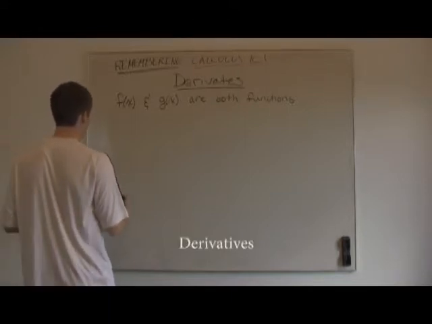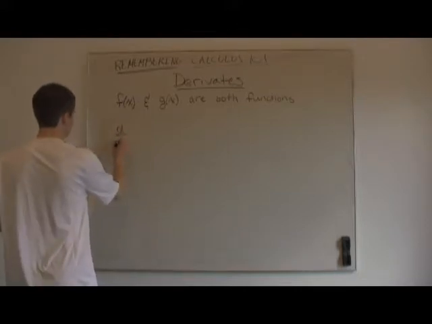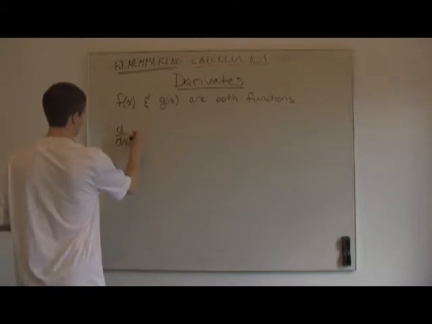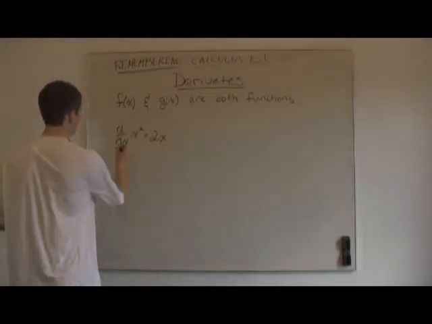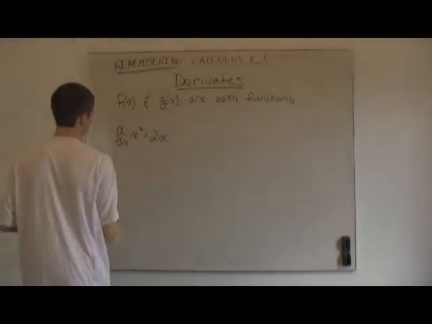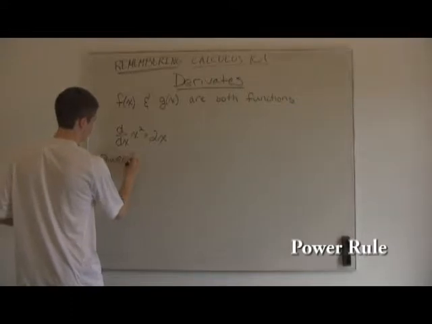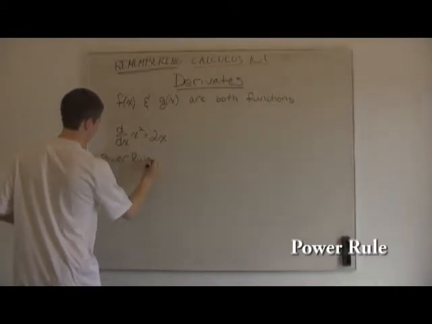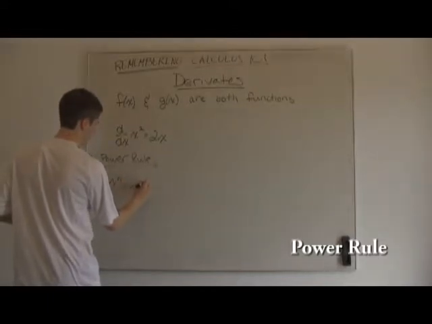We'll start off with the function x squared. The derivative of x squared is 2x. As you may remember, this is an example of the power rule, which, written generally, is the derivative of x to the n equals n times x to the n minus 1.